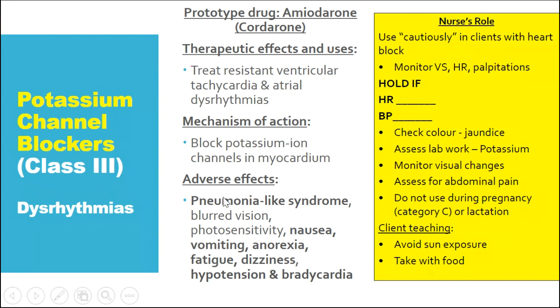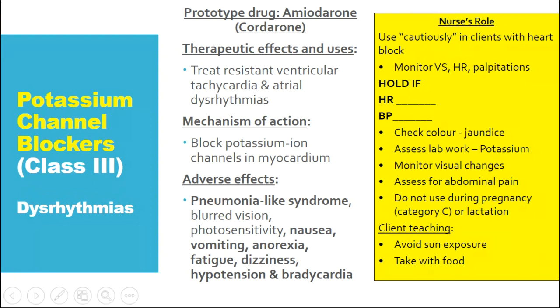So if your clients are experiencing pneumonia-like symptoms, that might be a reason for your doctor to order a pulmonary function test. If they experience blurred vision, this could be signs and symptoms of hypotension or heart block. If they experience any photosensitivity, that's sensitivity to light. If they want to wear sunglasses, or if they're finding that the sun or bright lights are causing them a headache, that's a concern. Also, nausea, vomiting, and anorexia, again, could be related to electrolyte imbalances and hypotension and bradycardia.